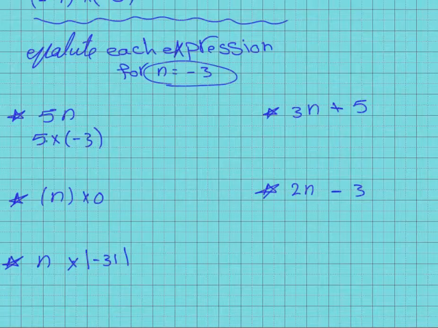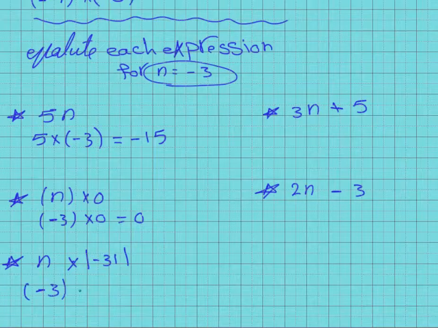With these two numbers, one of them positive and the other negative, the answer is negative. 5 multiplied by 3, the answer is 15. Here, the same way, -3 multiplied by 0. Any number multiplied by 0, the answer is 0. Now here n is -3.